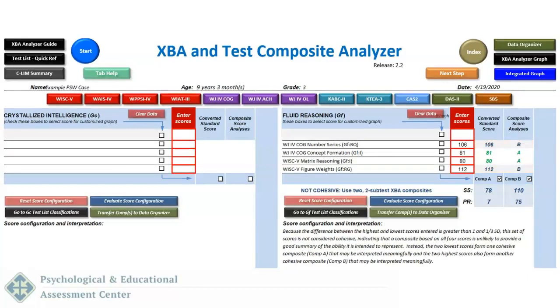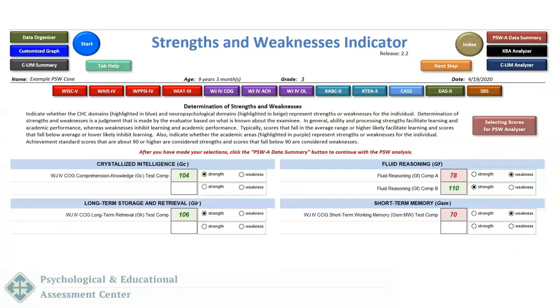Let's assume in our example that the examiner decided to keep the 2 separate fluid reasoning composite scores. Now that we have all of our necessary scores, let's move on to determining strengths and weaknesses. This is a screenshot of the portion of the program referred to as the Strength and Weaknesses Indicator.